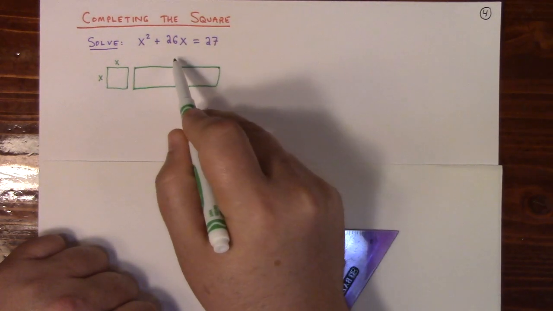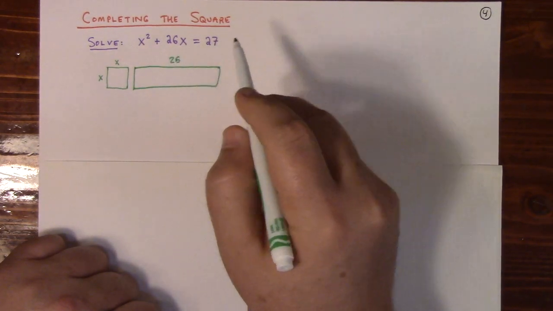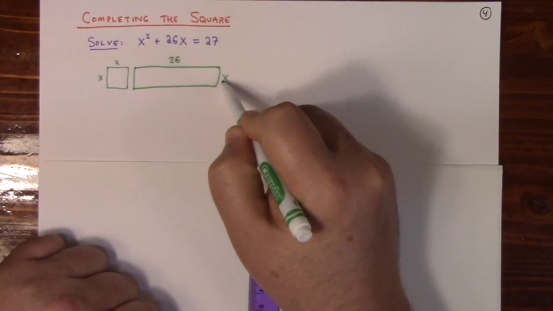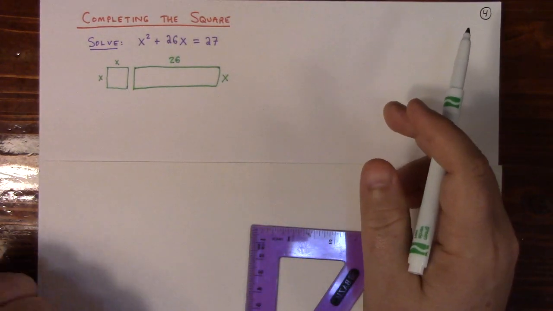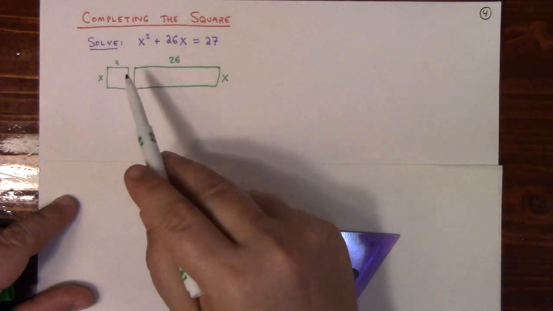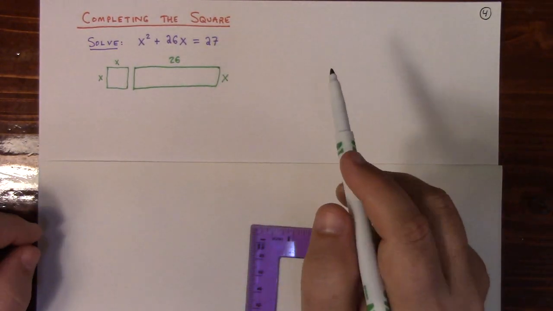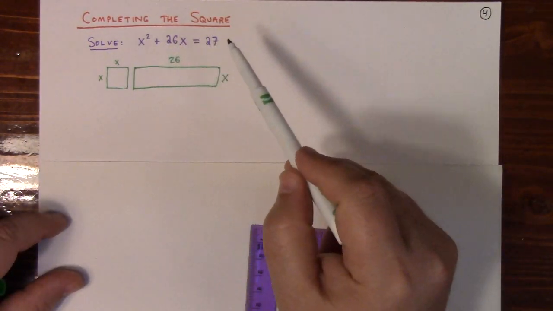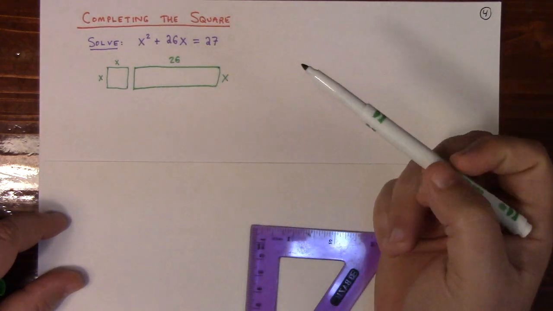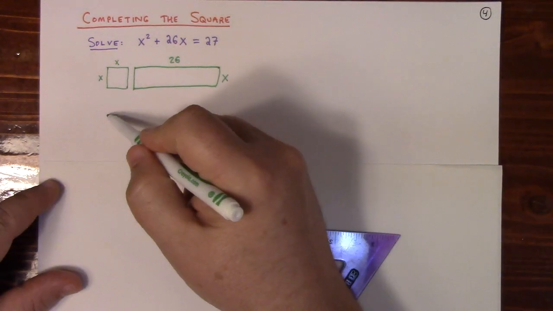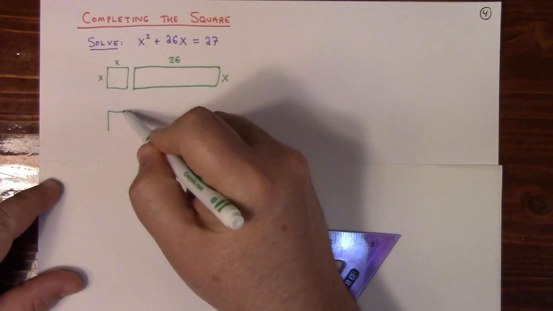So this would be 26, and this would be x. So the area of x squared plus 26x could be represented by this figure, right? If we think of x squared plus 26x as an area, it's these two figures together, right? But you could replace these two figures with what?